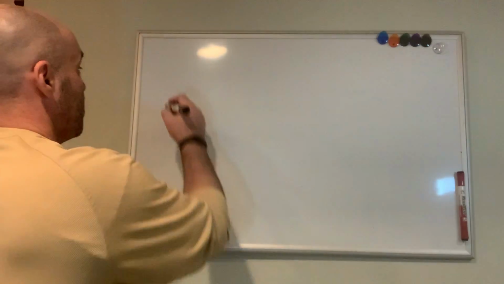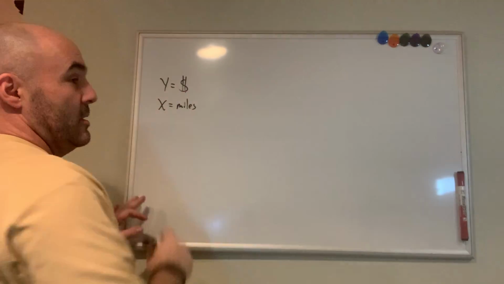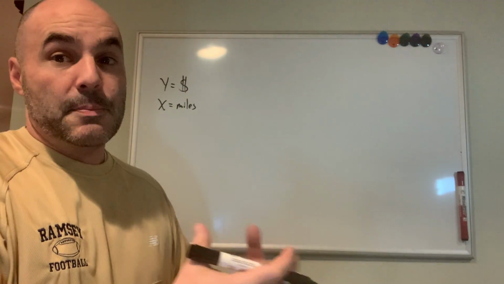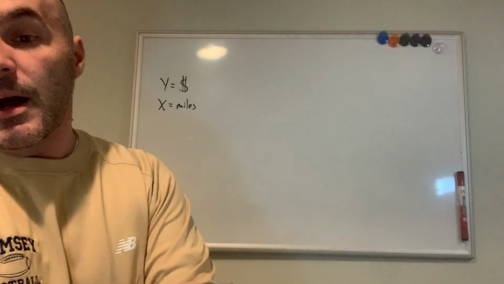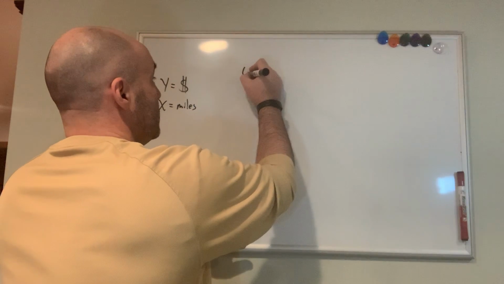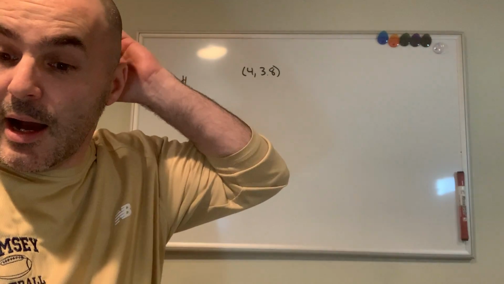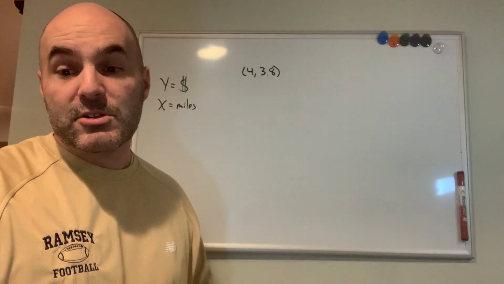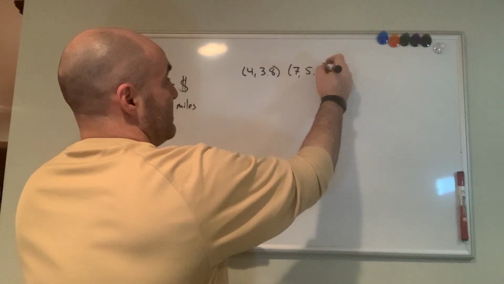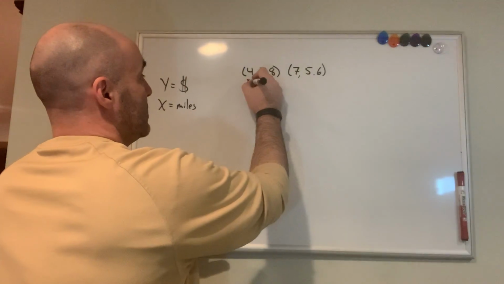Once again, Y is going to be money, and in this case, X is going to be miles. The money is depending on how many miles we travel. So Y is the dependent variable, X is the independent variable. So once again, a taxi ride in Manhattan cost me $3.80 for a 4-mile ride. So that's 4, 3.8. The next day, it cost me $5.60 for a 7-mile ride. So 7 miles, $5.60. With the 2 data points, we should be able to figure out slope.